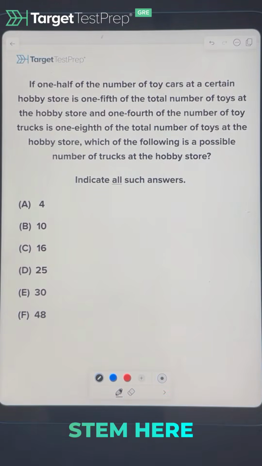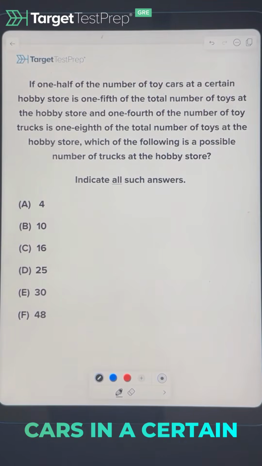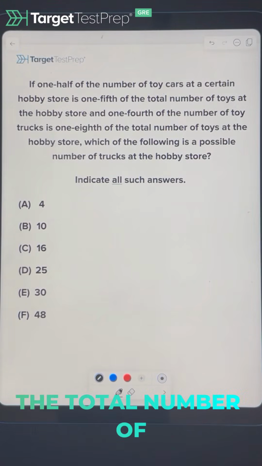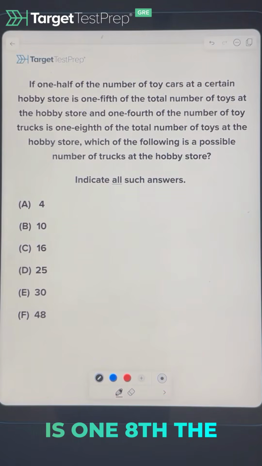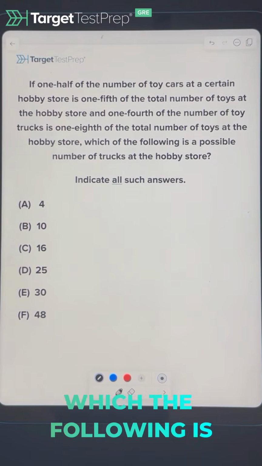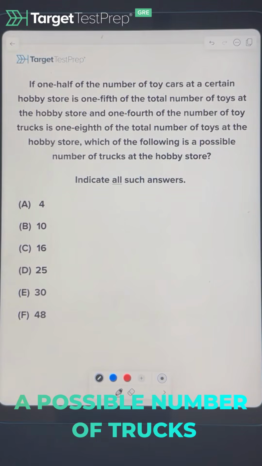Let's go through the stem here. If 1/2 of the number of toy cars at a certain hobby store is 1/5 the total number of toys at the hobby store, and 1/4 the number of toy trucks is 1/8 the total number of toys, which of the following is a possible number of trucks?